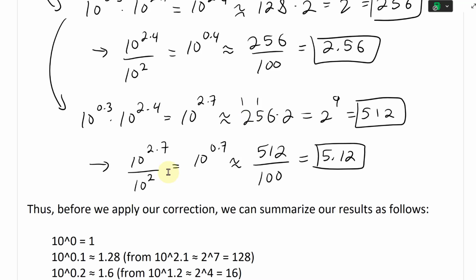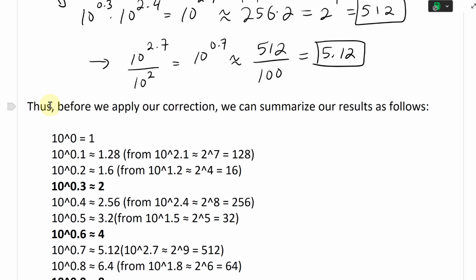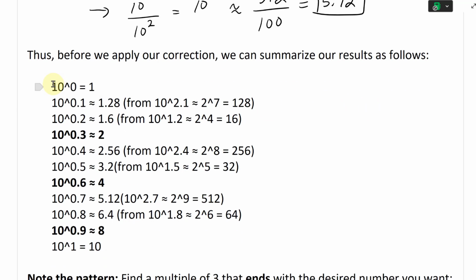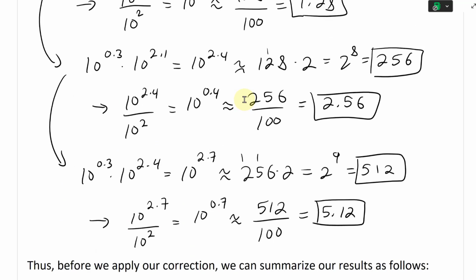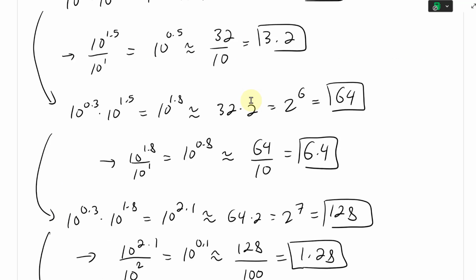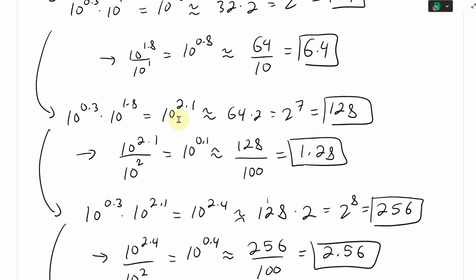All right, so now that we have all that, let's put this in a table. Thus, before we apply our correction, we can summarize our results as follows. Again, 10 to the 0.0 is just 1, and then 10 to the 0.1 is approximately equal to 1.28. And this is from 10 to the 2.1, which is approximately 2 to the power of 7, which equals 128. That was this one right here: 10 to the 2.1, 2 to the 7, 1.28.